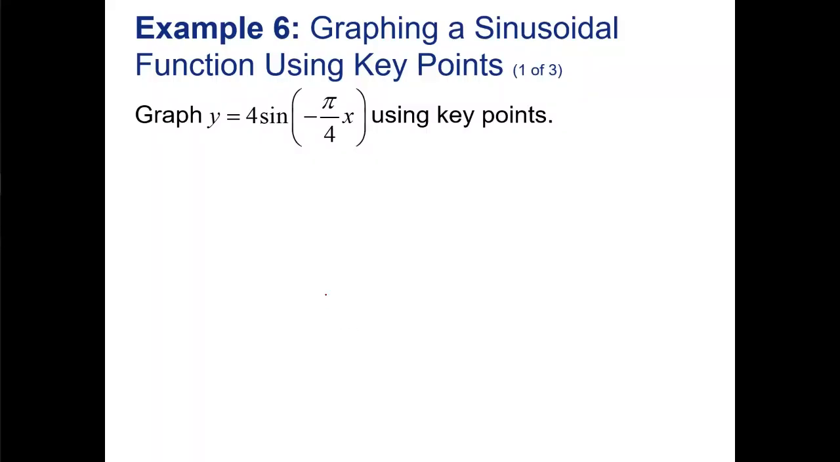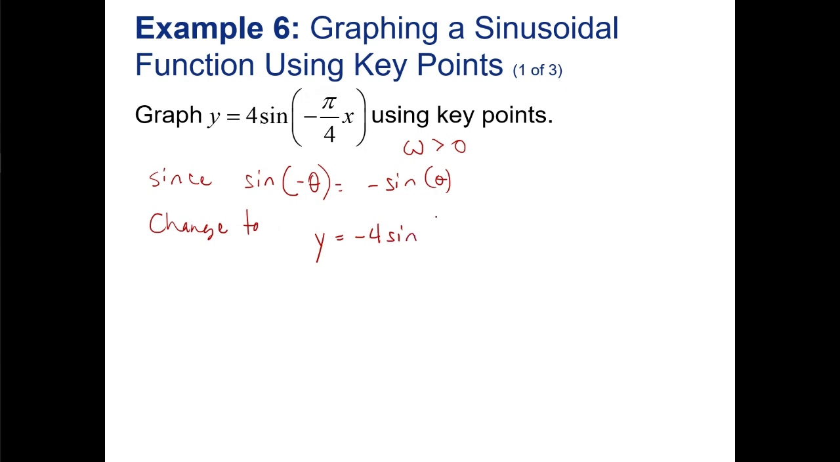Hey guys, we're going to start off with another transformation here. So remember that we said that this omega part has to be greater than zero, and we got an issue here because it's not greater than zero, it's negative, but we can fix that since the sine of negative theta equals the negative sine of theta. We'll just use that here and we'll carry that negative out in front. So we'll change to y equals negative 4 sine pi over 4 x.